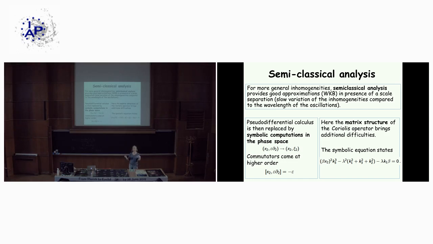Okay, what you would like to say is that now you have two different variables, x2 and xi2, and you would like these to be two independent variables. It's not true that they are independent, because of course this one is not independent from that one. But if you look at the commutation between these two, what you get is something smaller. And so this gives you a systematic way of doing asymptotic expansion.